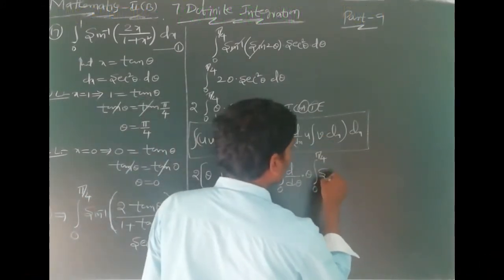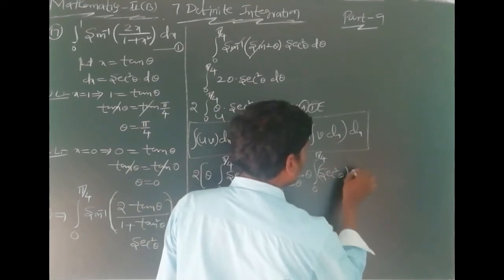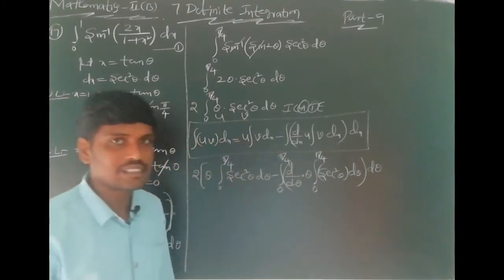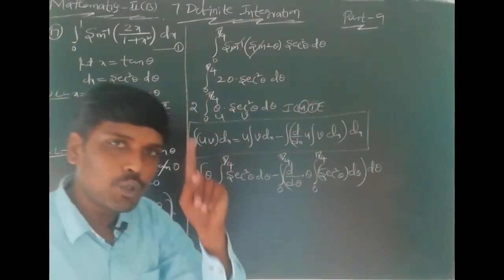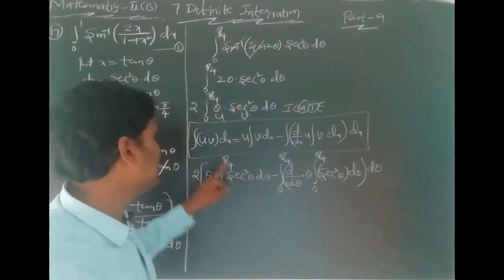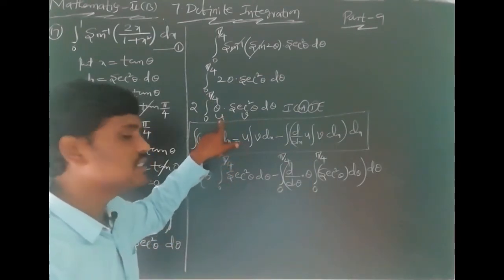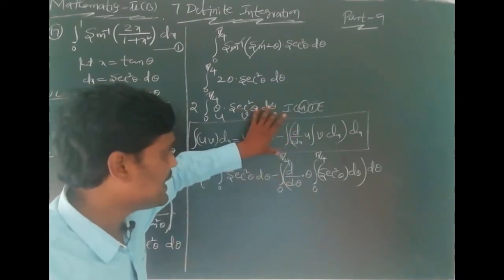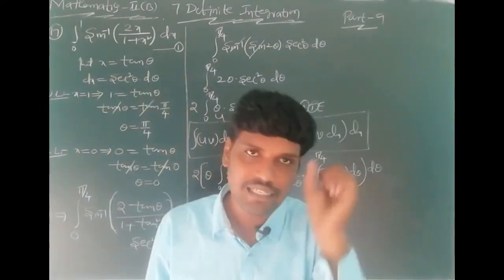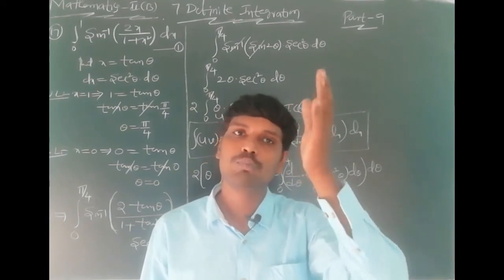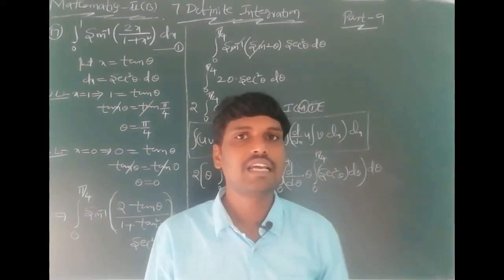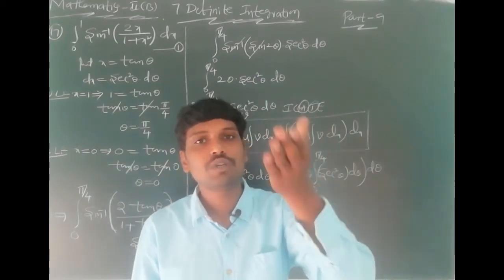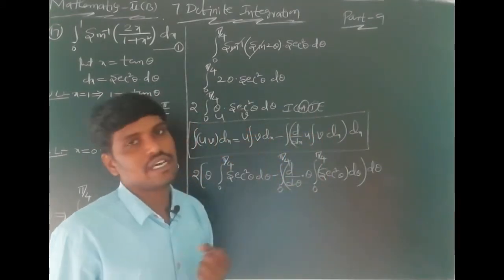V value is secant square theta into d theta whole d theta. Understood or not, students? In this formula you can write u value is theta, v value is secant square theta, substituted in this integration by parts method. Already explained 2 marks problem in this definite integration exercise 4b previous parts. See that parts you get easily understood in this problem.